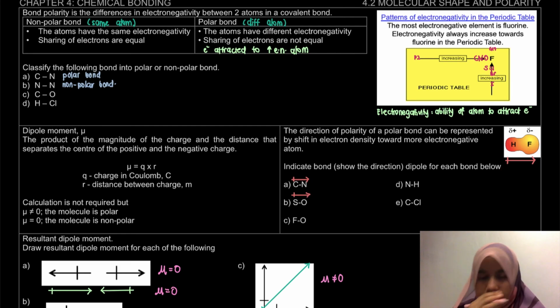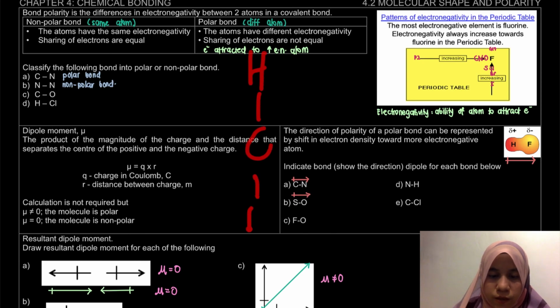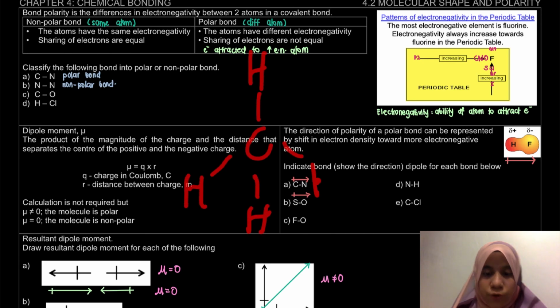Okay, yang ini sebab when we're talking about molecule, mana ada satu bond je kan. Contohnya kalau kita ada CH4. CH4 itself ni, so macam mana kita nak tahu the resultant dipole moment tu? So later we're gonna learn it in the next video.